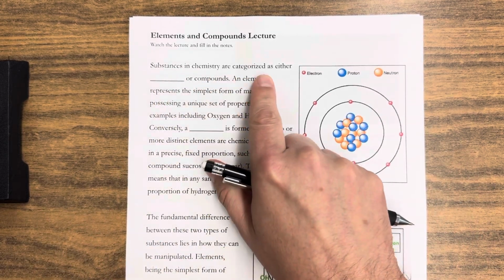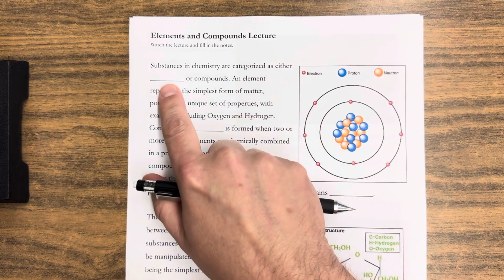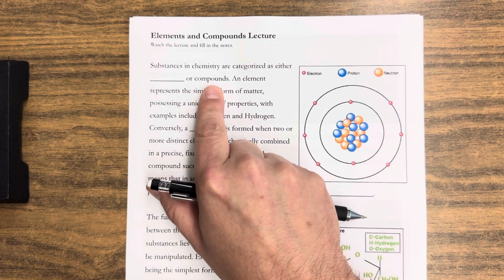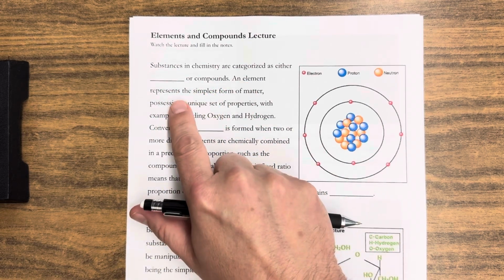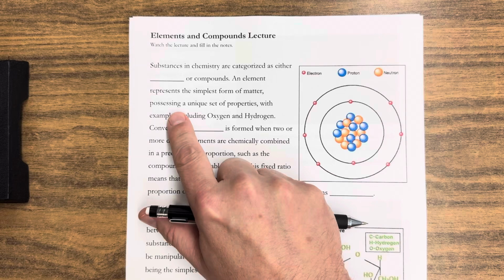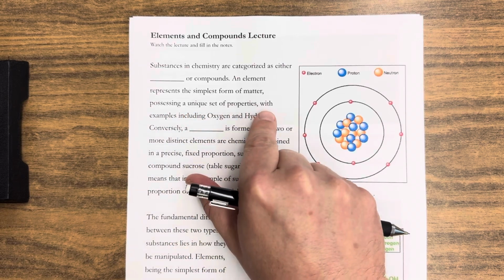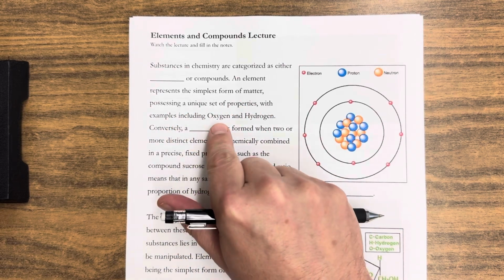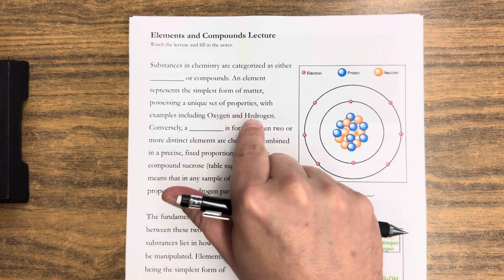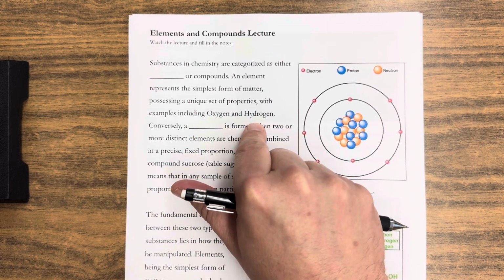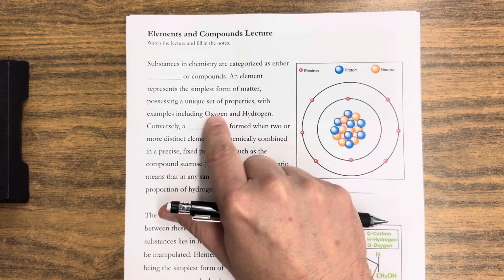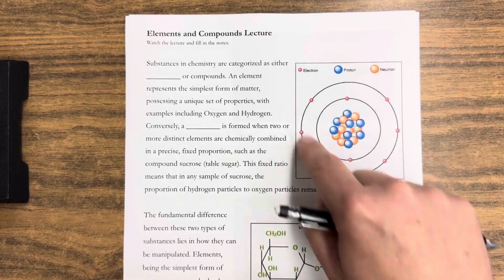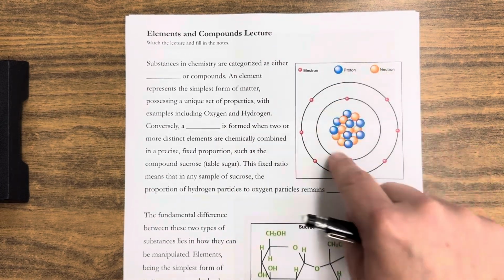Substances in chemistry are categorized as either elements or compounds. An element represents the simplest form of matter, possessing a unique set of properties, with examples like oxygen and hydrogen. So these are both elements or atoms, right? Oxygen, hydrogen. This is another example. So these are elements.